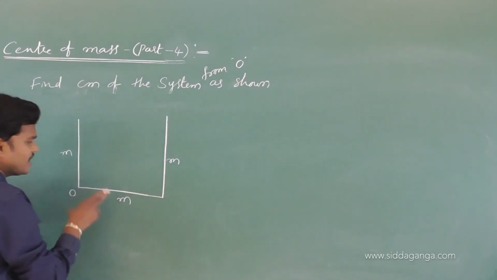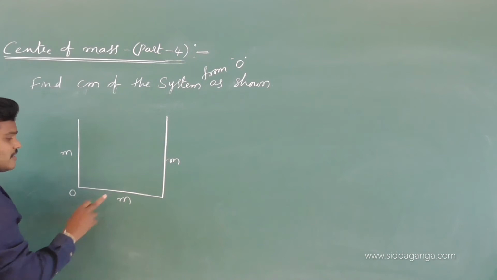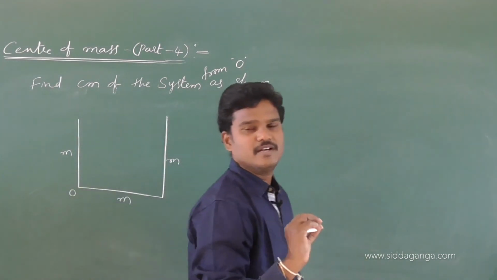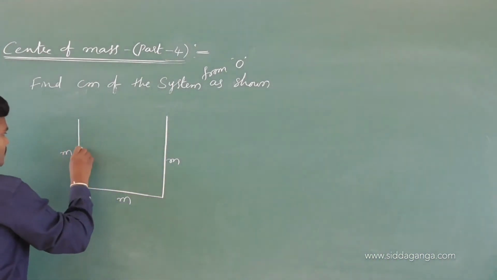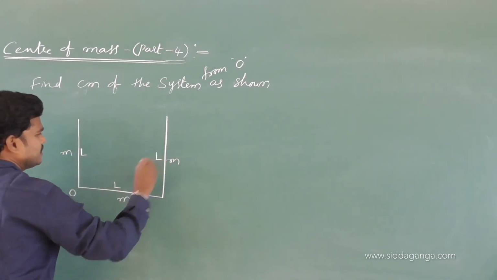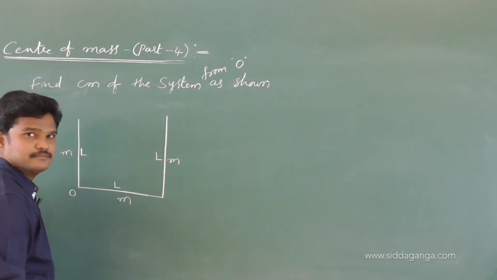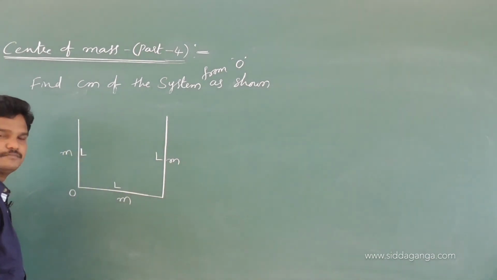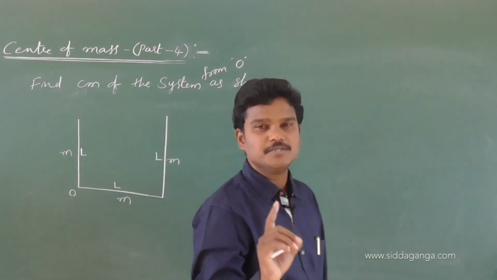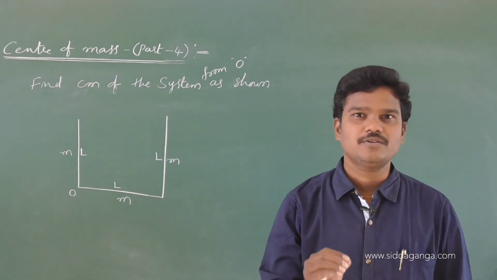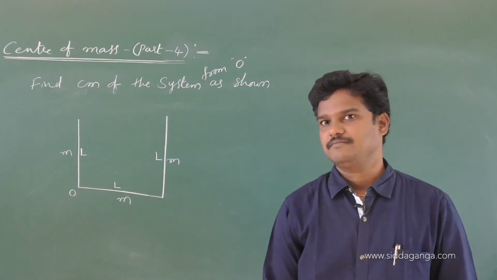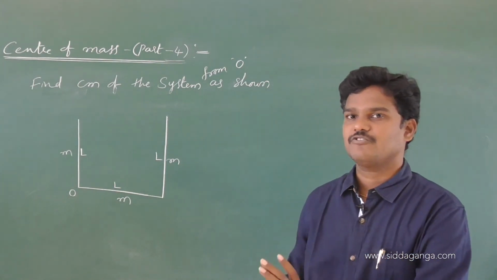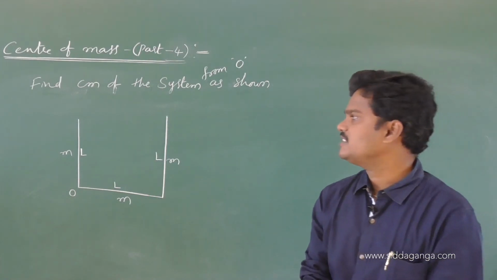See, these are three identical rods, uniform rods, each of mass m and length L. They are joined to form a U-shaped object. Then we need to find the coordinates of the center of mass of this system from this origin.